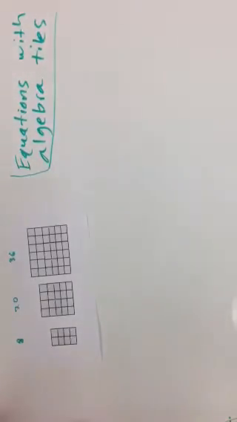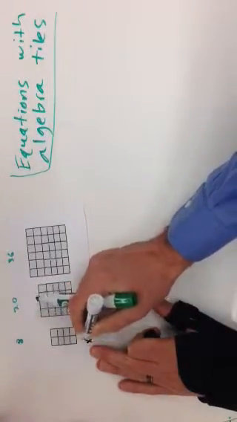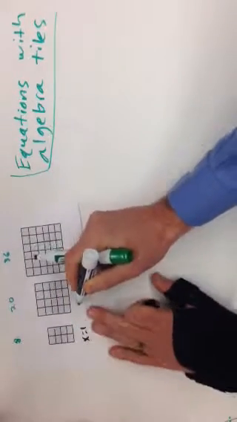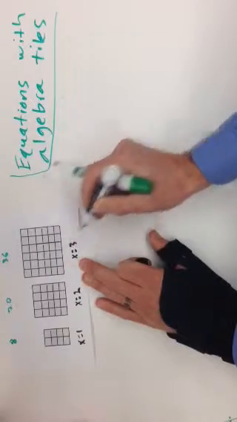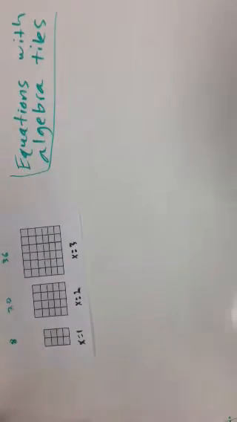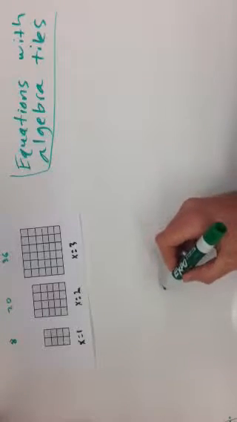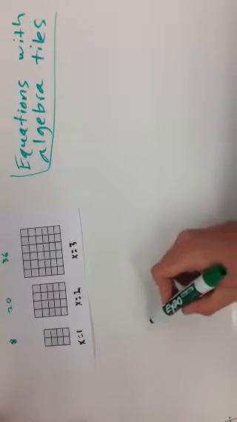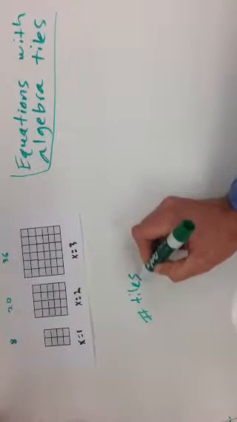So to start off this problem, I'm just going to nickname this our first arrangement, our second arrangement, and our third arrangement. We're going to try to create an equation where if I tell you what arrangement it is, you'll be able to tell me the number of tiles in that arrangement.